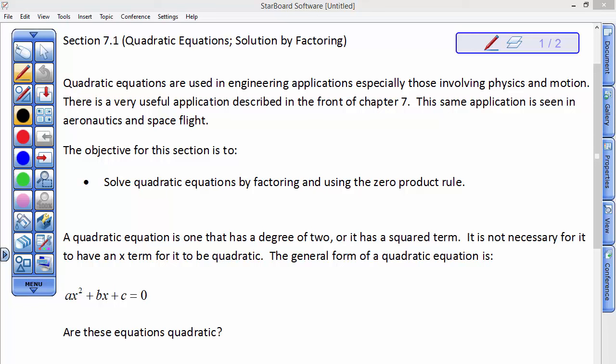We're going to solve quadratic equations now, and we're going to solve them using how many methods? I would say 4 different methods that we're going to solve quadratic equations. And the first one is going to be solutions by factoring.